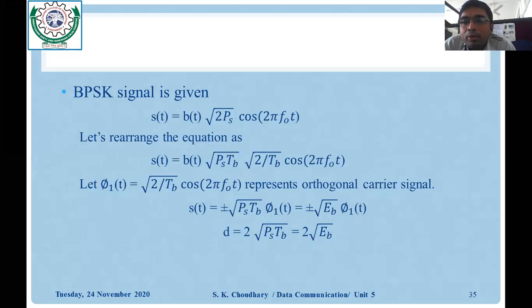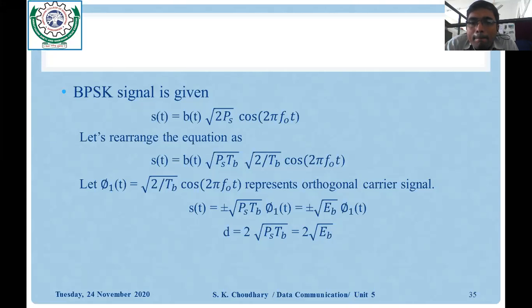The BPSK signal, we know, has the mathematical equation x(t) equals B(t) square root of 2 upon Ts into cos 2 pi f naught t, or cos omega naught t. Let us arrange this equation, and we have to multiply and divide by the square root of Tb, that is the bit duration.